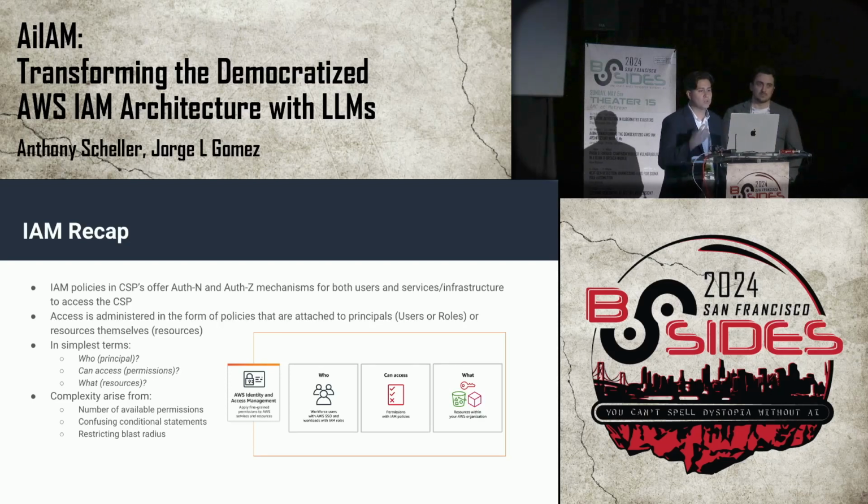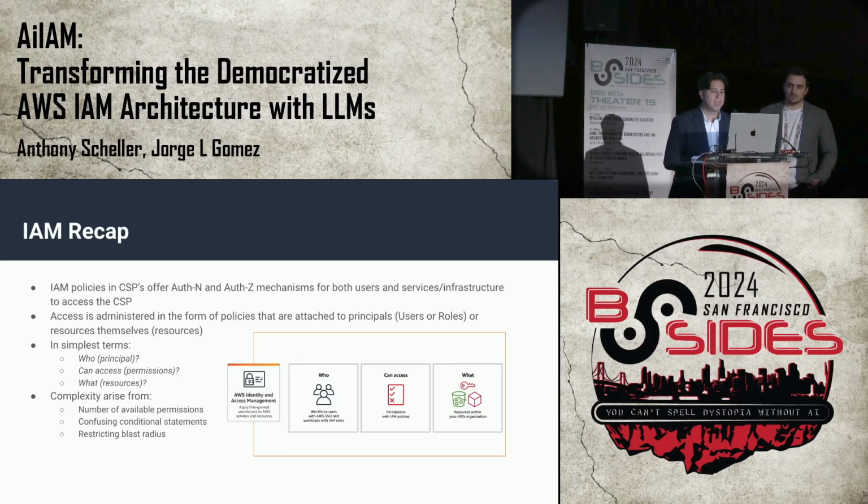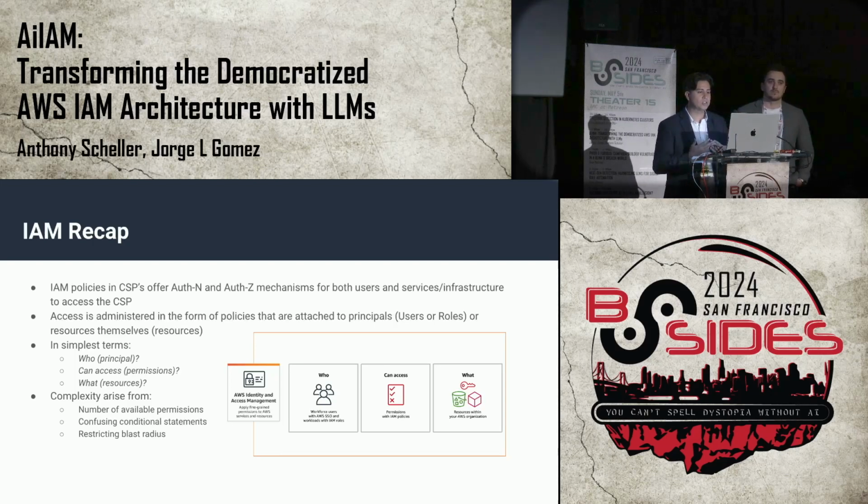Now, if we start focusing on IAM policies in particular, it really just creates that ledger, that description of what that resource or identity should have permissions to do. And in simplest terms, it describes who can access what. Complexity starts to arise when you add multiple permissions along with the growing number of available services in AWS and GCP.